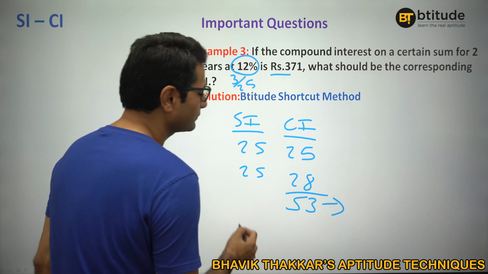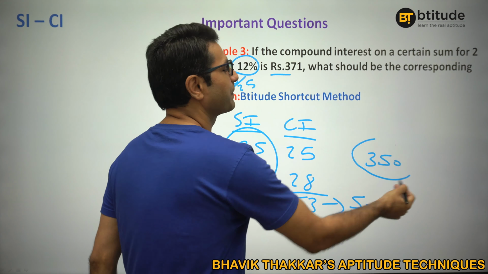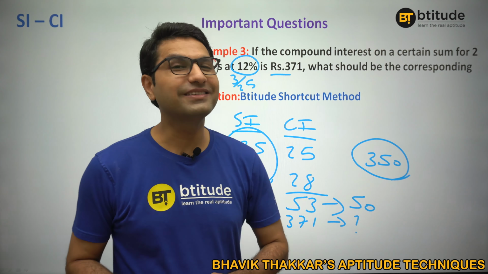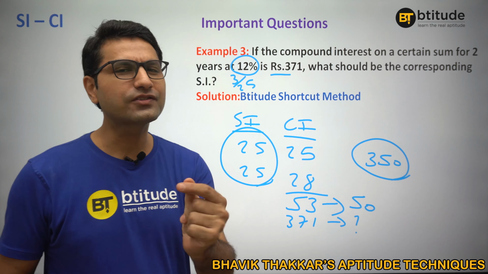So here it is 371. What is going to be your simple interest? I think it has to be in some table. 50 into 7, maybe 350. Yes, it is into 7. So 50 into 7, 350, is your answer. Are you getting this? How easy it could get? Only if you understand that pattern, you don't need any formula. You know the pattern, you just apply it.